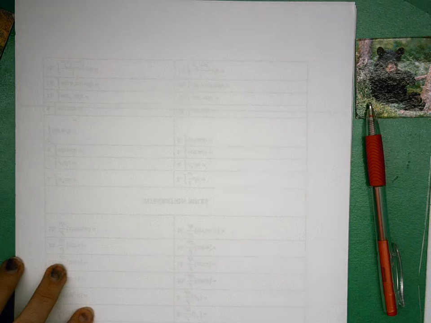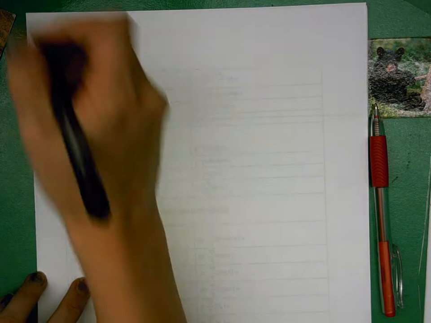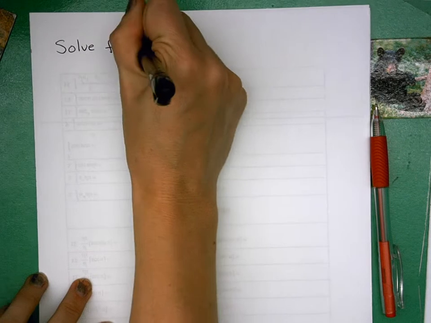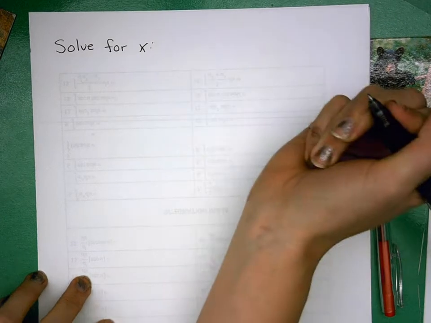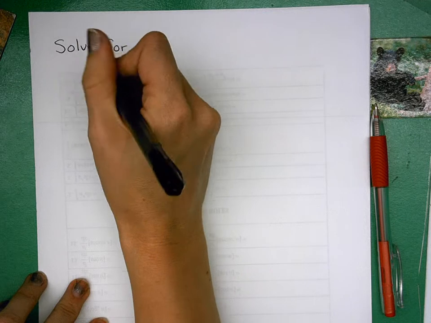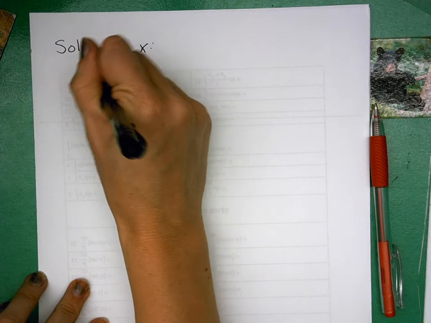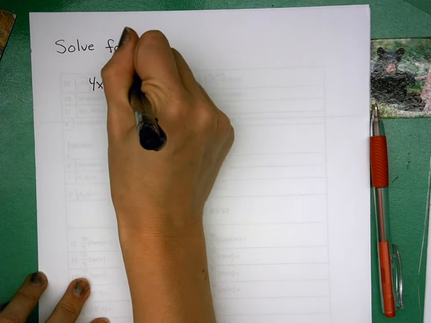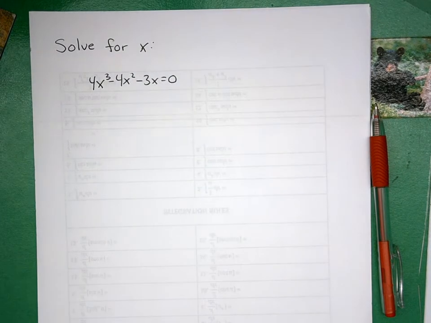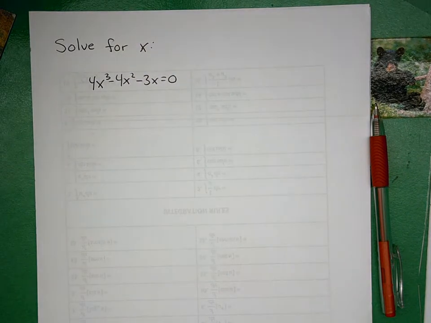Okay, next up, still solving for x. Like I said at the beginning, most of these are going to fall into this instruction, solve for x. Okay? And we have 4x cubed minus 4x squared minus 3x equals 0. Okay, go ahead and pause this video, restart it when you're ready.